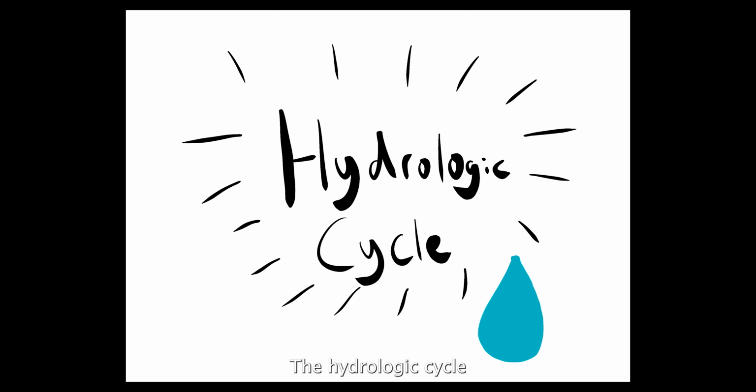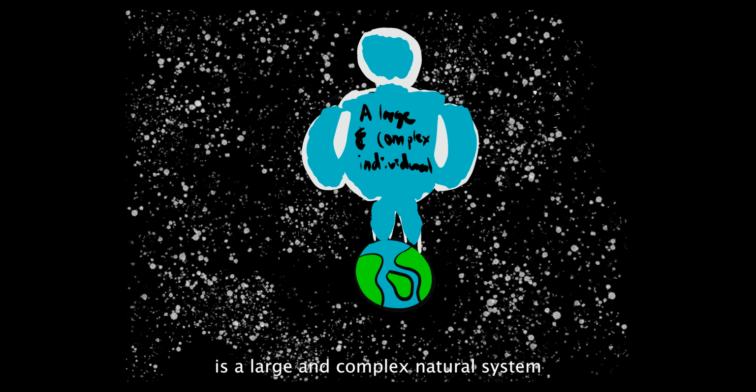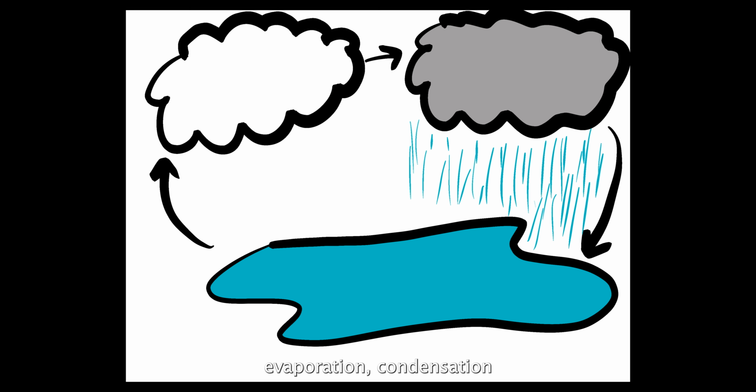The hydrologic cycle is a large and complex natural system with many different factors impacting its function. But of these many components, it is mainly comprised of three parts: evaporation, condensation, and precipitation. We will begin this overview of the water cycle with evaporation.